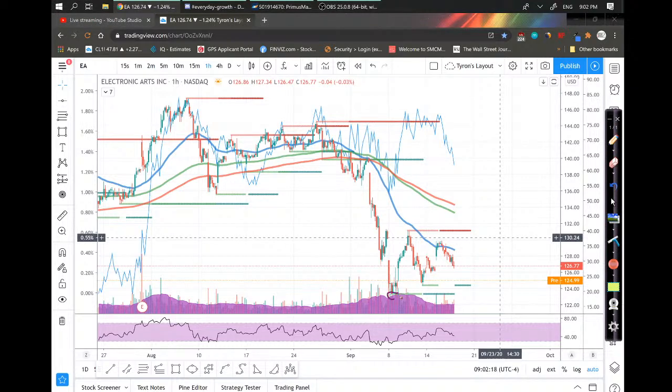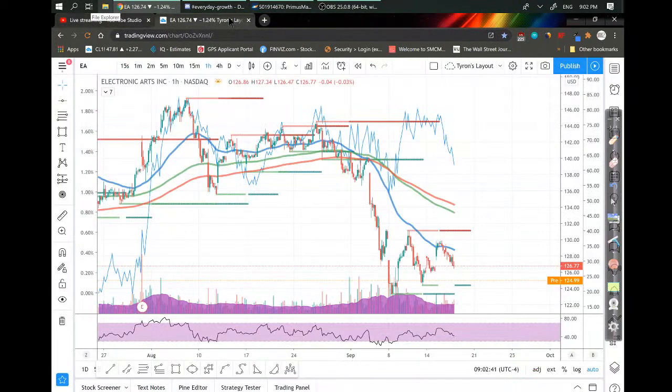This is making higher lows, but is it making higher highs? No. Look, it made a higher low, and then this is not higher than this. So that is not an uptrend. That is still a continuing downtrend.